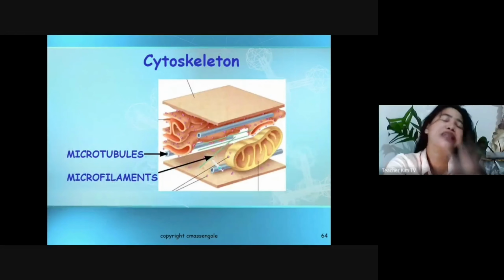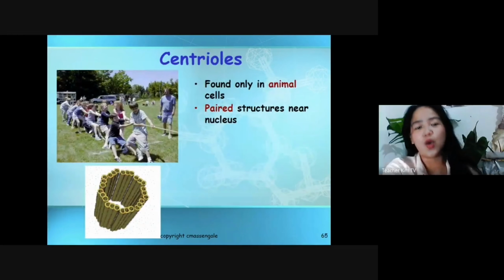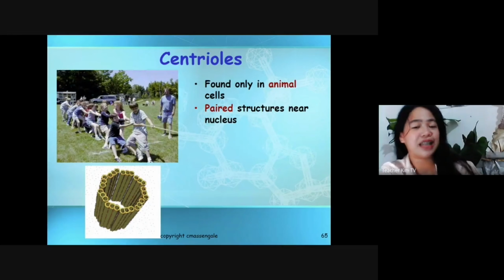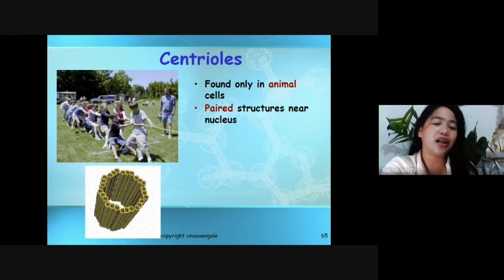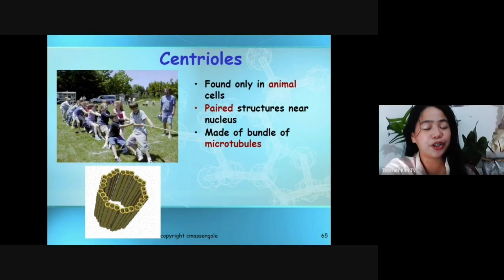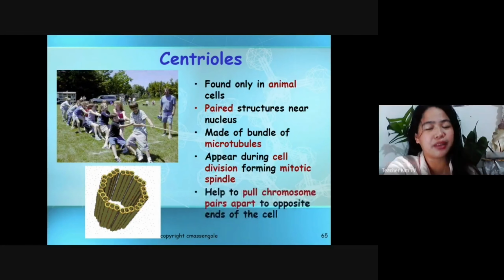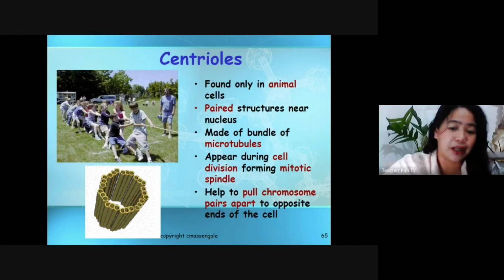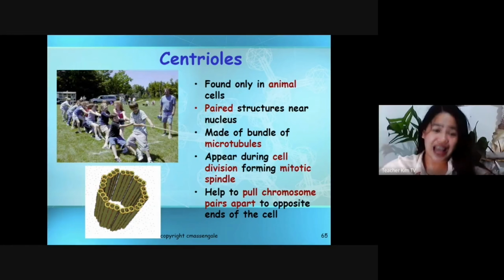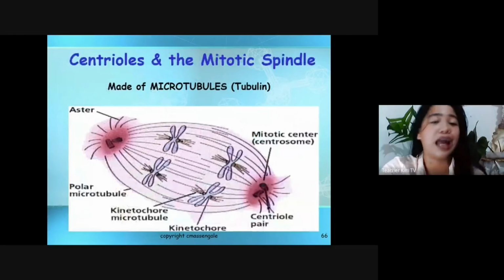And then, let's proceed to the next, the centrioles. So, centrioles are found only in animal cells. They are paired structures near the nucleus, made of bundles of microtubules. They appear during cell division, forming the mitotic spindle and helping to pull chromosome pairs apart to opposite sides. Kung makikita nyo yan, pag naghihilahan, di ba? Pag yung laro na naghihilahan. So, parang ganun yung trabaho ng centrioles. So, sila yung mag-i-initiate ng hilahan na yun to pull apart the chromosomes during cell division. So, importante to, and they are found in animal cells.